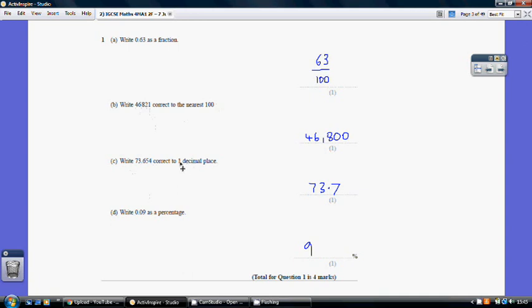So that means we're allowed one number after the decimal point. So this 6 here, does it stay as being 6 or do we round it up to 7? Well, we go to 7 because the next number is 5 or above. So this number is nearer to 73.7 than it is to 73.6. Part D, write 0.09 as a percentage. Well, this is 9 out of 100, which is 9%.